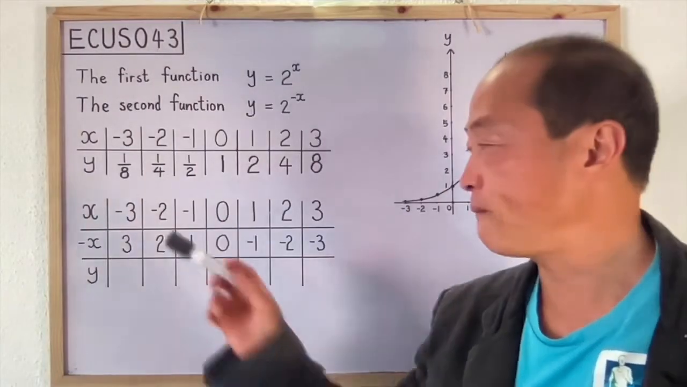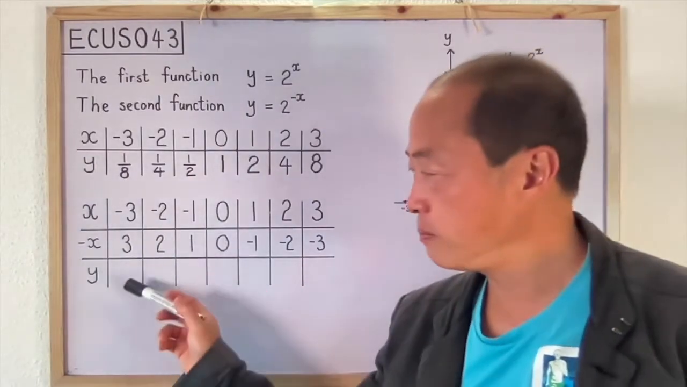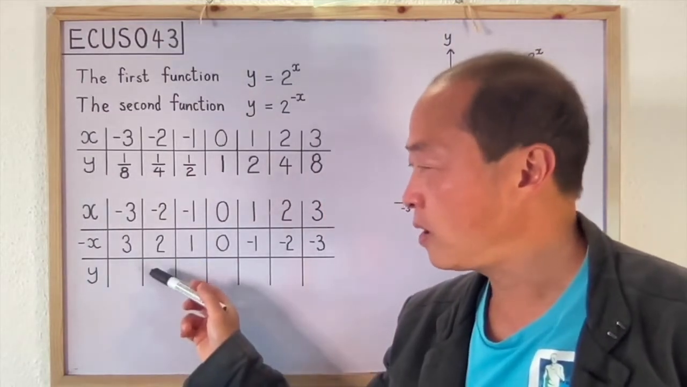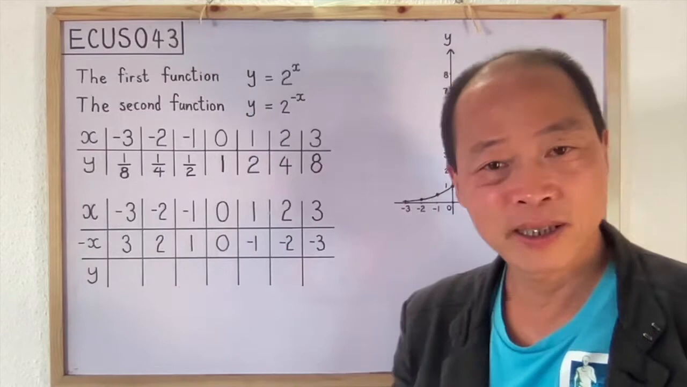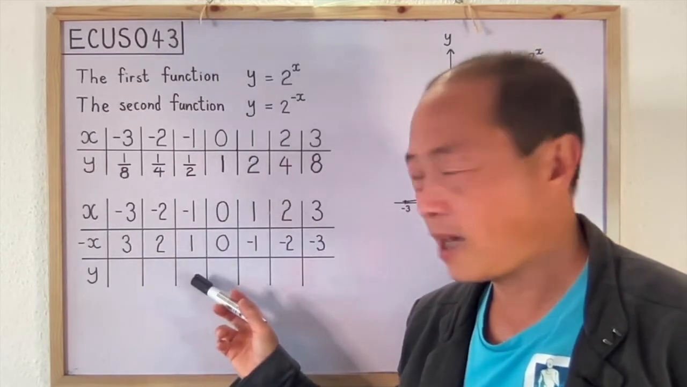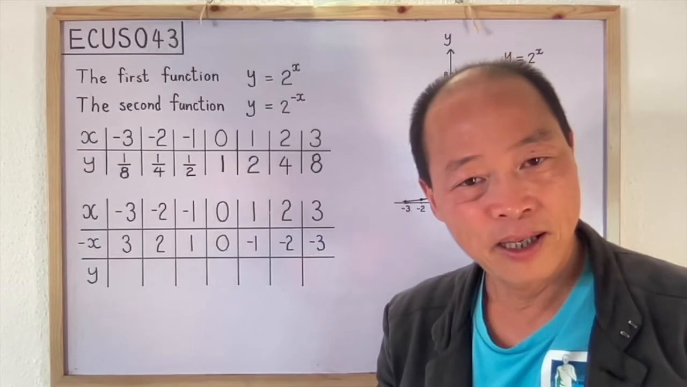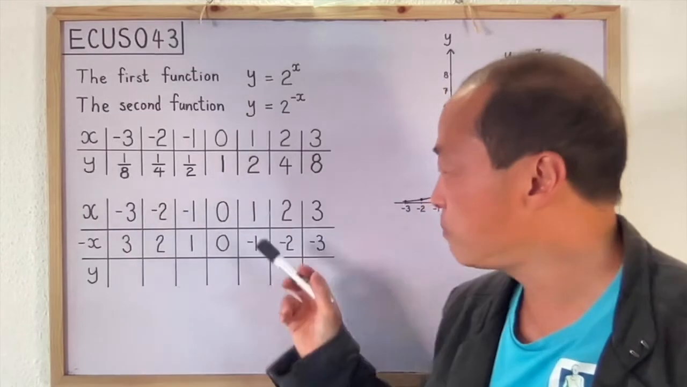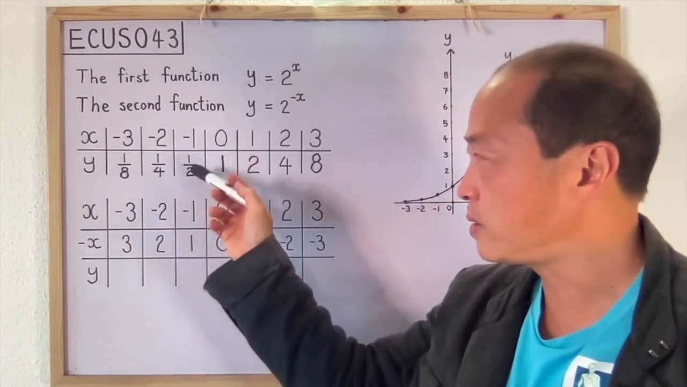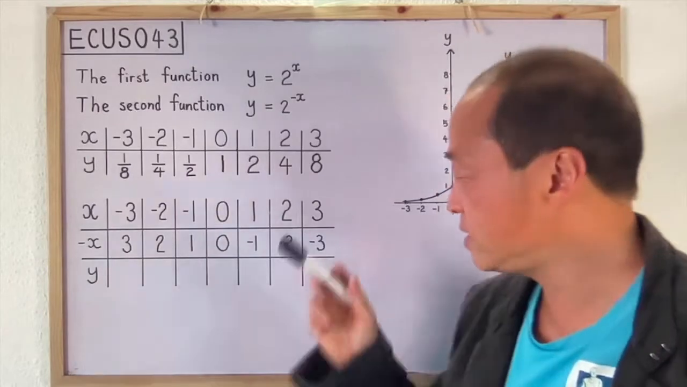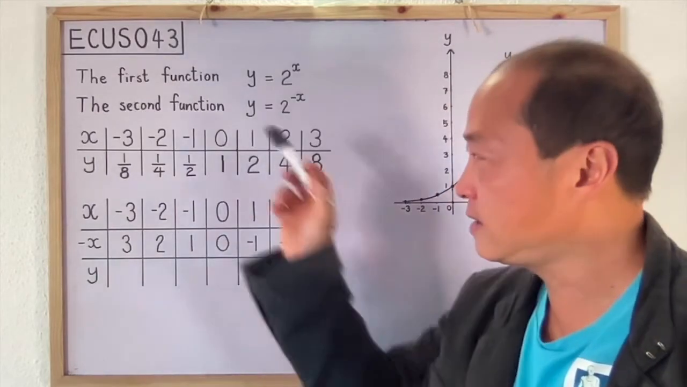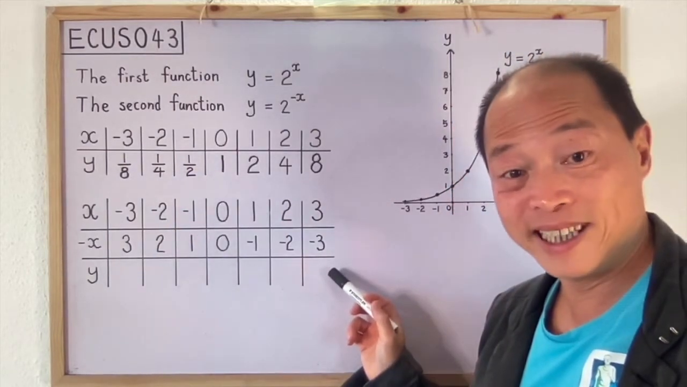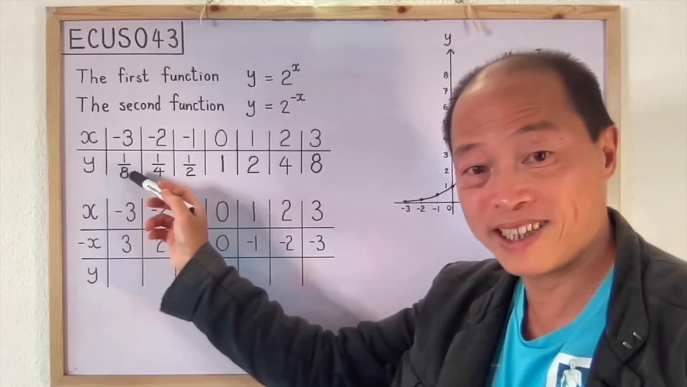What do you think about the values in this row? Will this number be 8, like this number below 3? Will this number be 4, like this number below 2? Will this number be 2, like this number below 1? Will this number be 1 like this number below 0? Will this number be 1 over 2 like this number below minus 1? Will this number be 1 over 4 like this number below minus 2? Will this number be 1 over 8 like this number below minus 3?